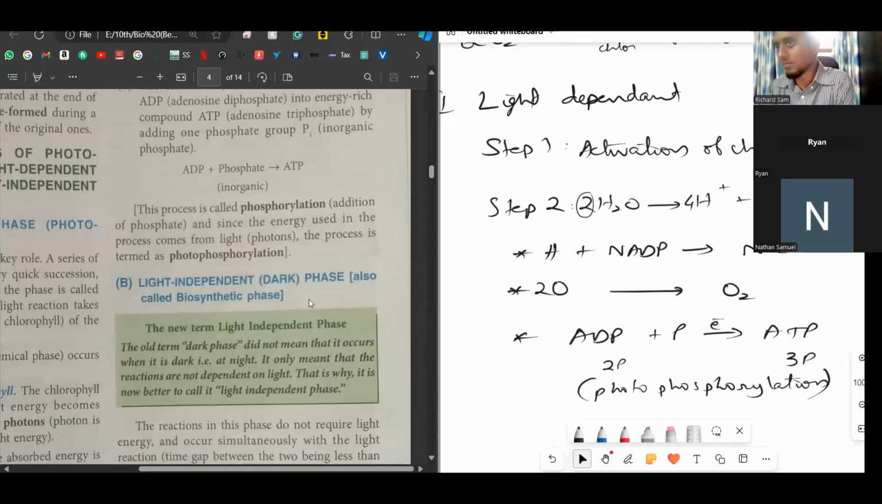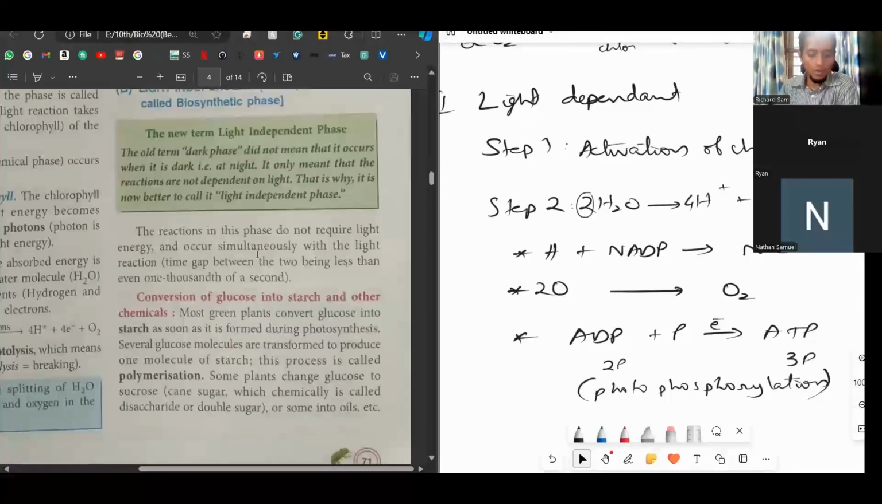No. Means nighttime? No, it's not happening in the nighttime. It's happening in the daytime itself, but it does not require light. Okay. Now, what is happening in this step is very easy. It is just that the glucose produced in the plant is getting converted into starch.